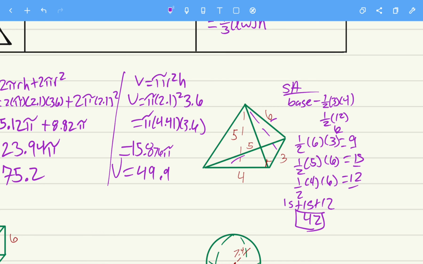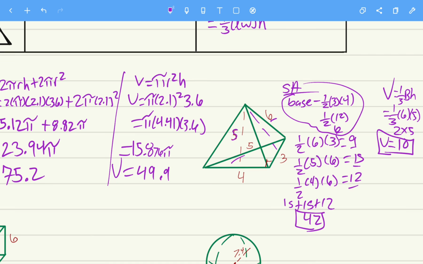Now volume is going to be 1/3 times the base times the height. We already figured out our base is 6. So we get 1/3 times 6 times our height of 5. This gives us 2 times 5, which is 10. So volume equals 10 for the pyramid.